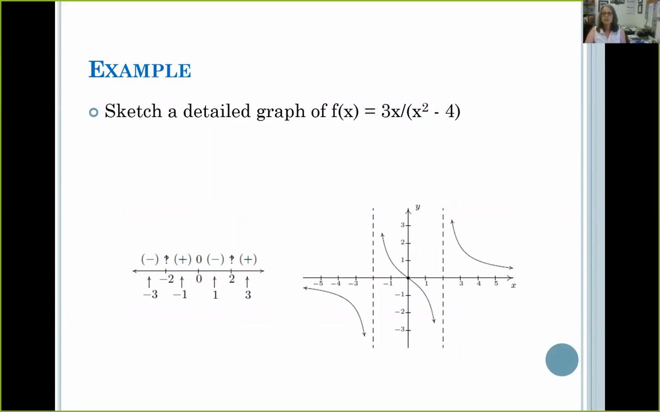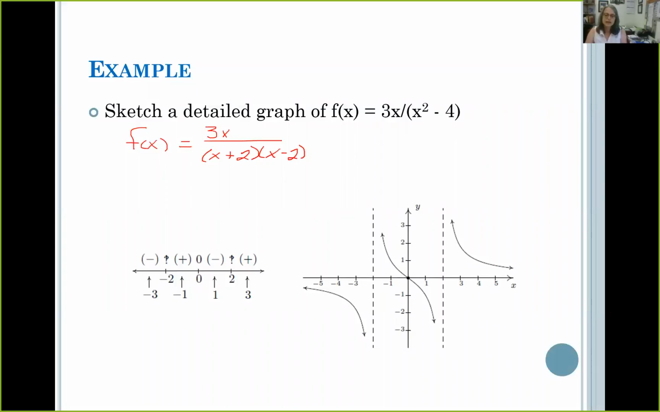We want to sketch a detailed graph of f of x equals 3x over x squared minus 4. First thing we want to do is put this in a form where we can easily see the values that we need to exclude from our domain. That means factoring the denominator. So this will be 3x over (x plus 2) times (x minus 2).